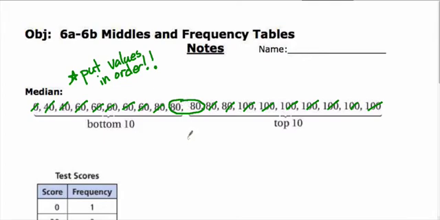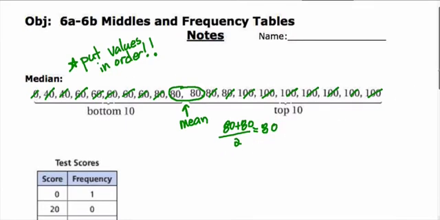But when there's two scores, you're actually going to have to find the mean of these two scores. And this one's going to be pretty easy to find the mean of. 80 plus 80 divided by 2 is going to give me 80. Right, pretty easy there.